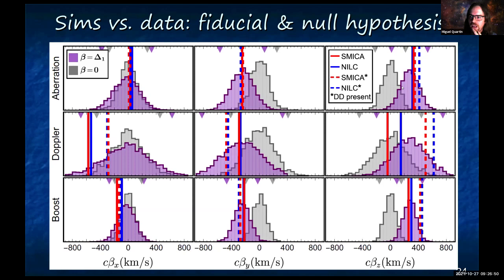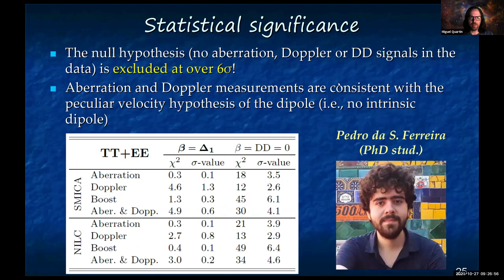Let's summarize this in a table then. If you just want the null hypothesis, I just want to measure whatever couplings come from aberration, Doppler, dipole, distortion, doesn't matter what, and see if they agree with what they expect from the dipole. If I have no couplings whatsoever, then this is excluded at six sigma. Now, this is just a cross check if you want.